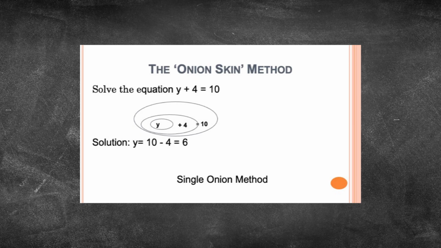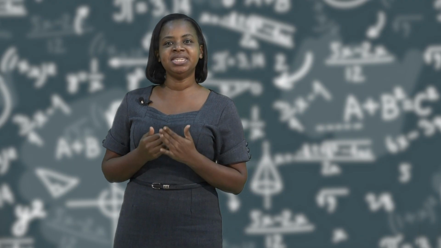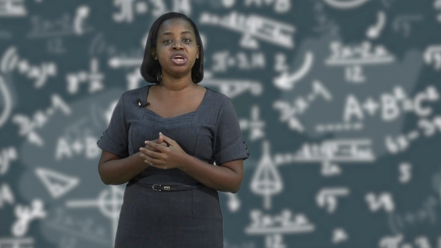Remember that we now have to use the inverse operation. What is the inverse of addition? Correct. The inverse of addition is subtraction. So we will take 4 from 10. What answer did you get, boys and girls? Yes, 6. So the solution is y is equal to 6. So that is how we can use the onion skin method to help us solve equations.